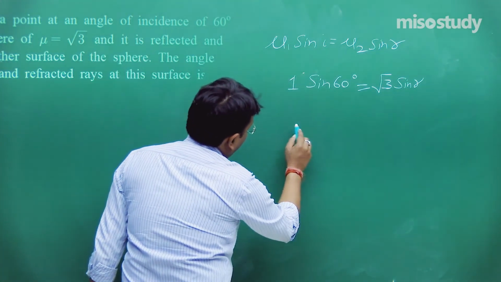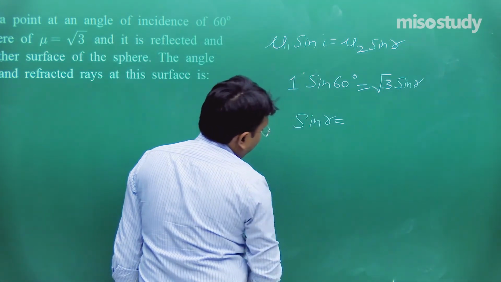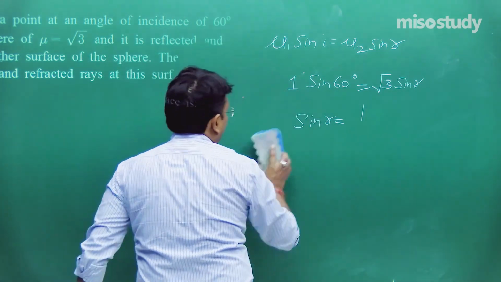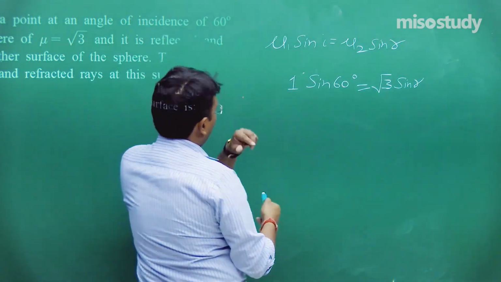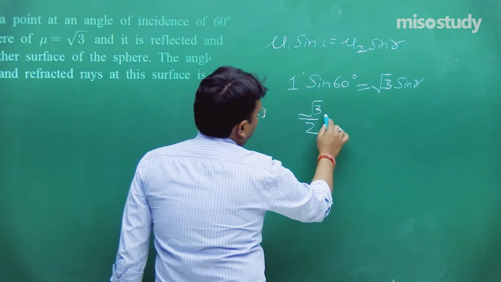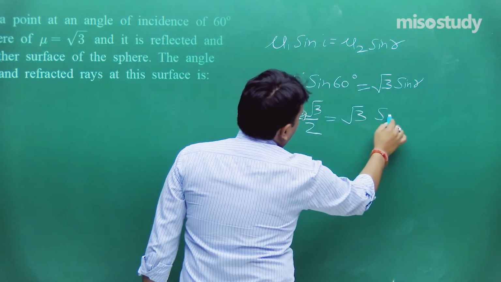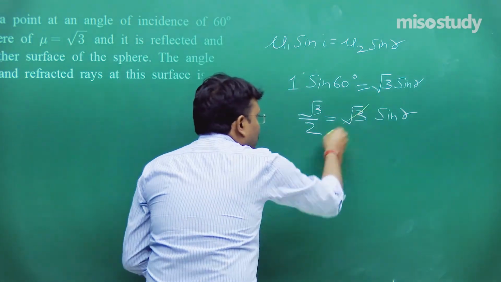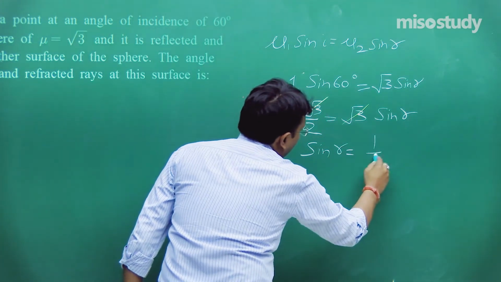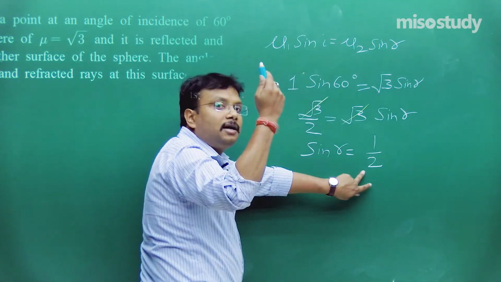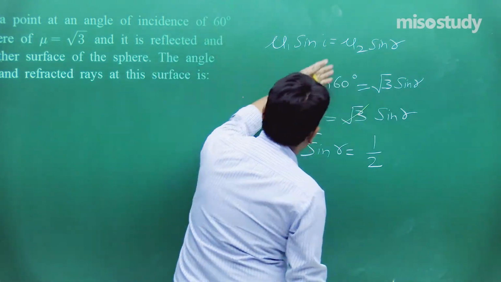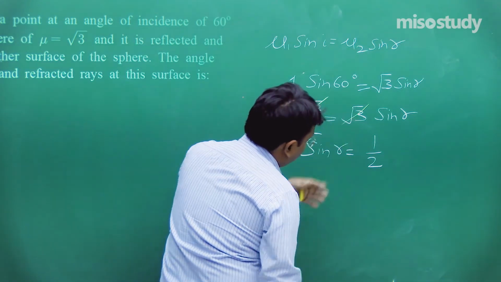Now if you solve it, you will get sine 60 is equal to root 3 sine r. I think I should put all the values, otherwise a few of you who are not regularly watching these videos, sine 60 means root 3 by 2 is equal to root 3 sine r, fine, 3 cancelled, sine r is equal to 1 by 2, 1 by 2 means what? 30 degree. Now you can easily find out from here also, 90 minus 60 is 30, but I think using the formula will definitely give you a much better option.